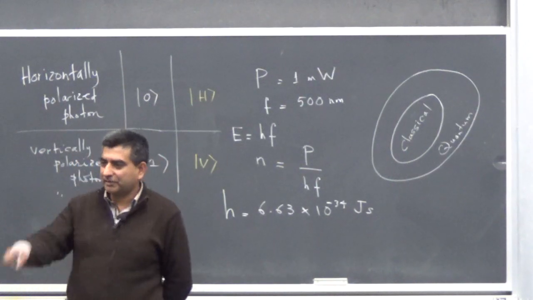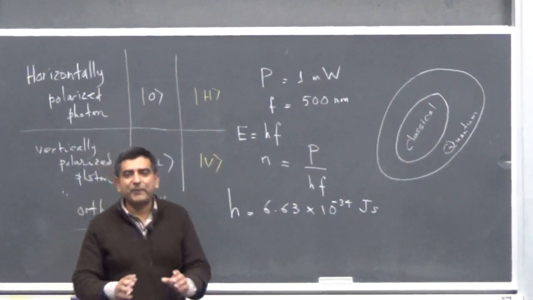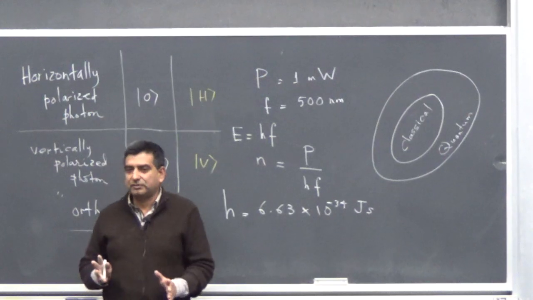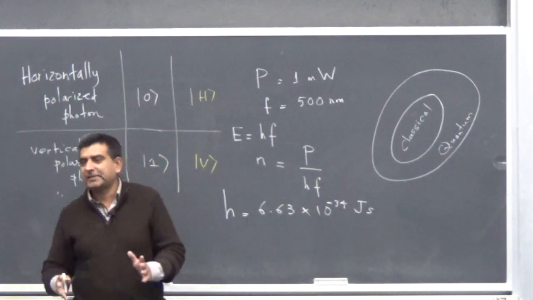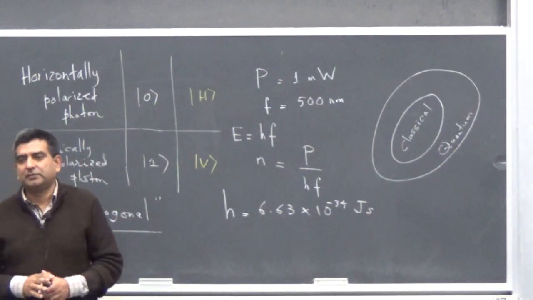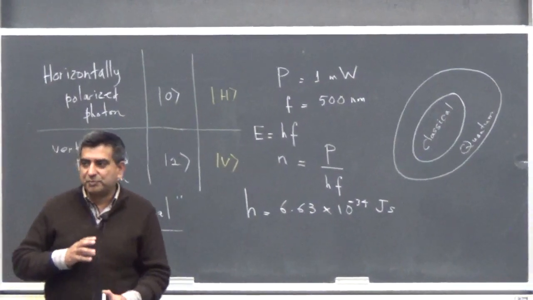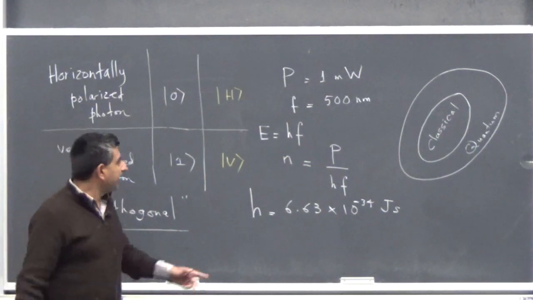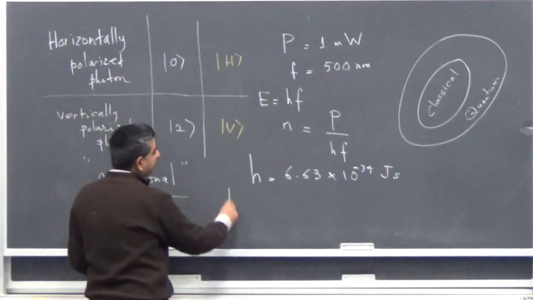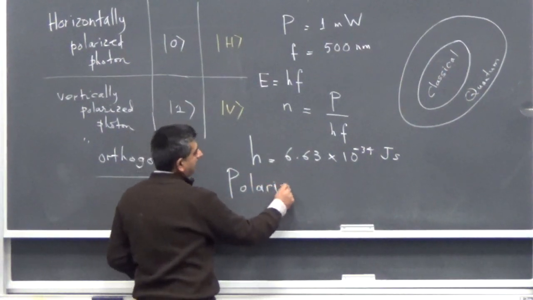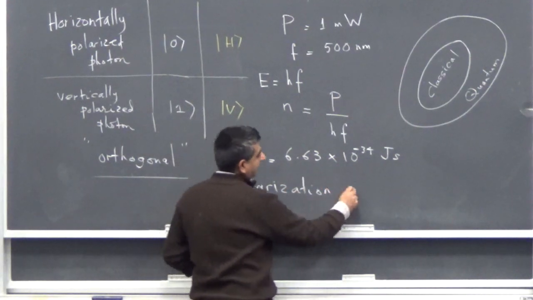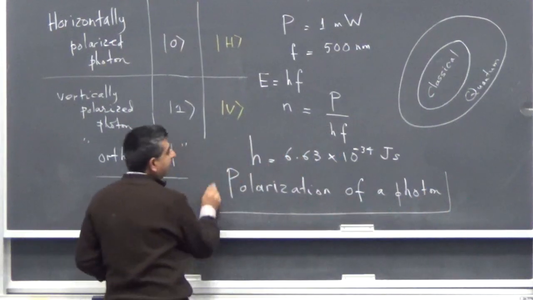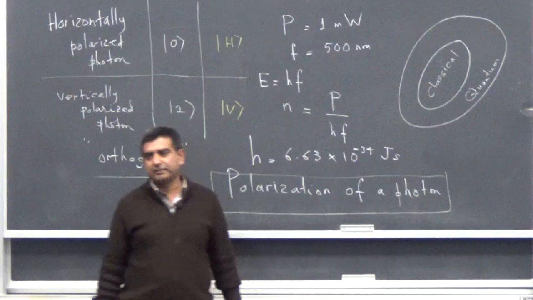Anyone else? All right, so basically, we've looked at one property, one example of a quantum state, the polarization of a photon. Let's look at another. Any other example that you can come up with of a quantum object for which we can define these? So here is one property of a photon. We know that the polarization of a photon is one example of a quantum state.